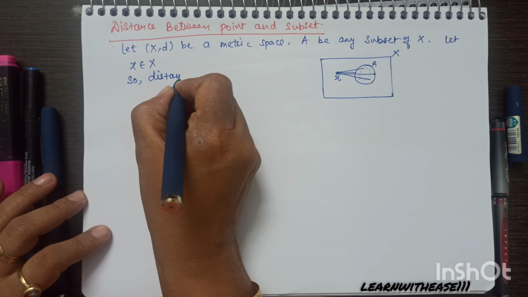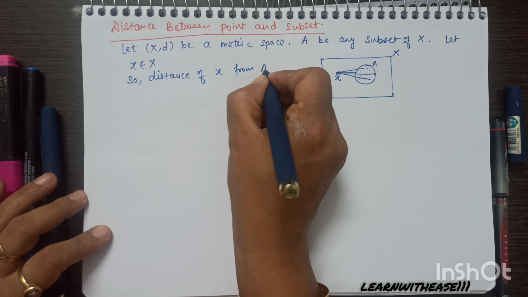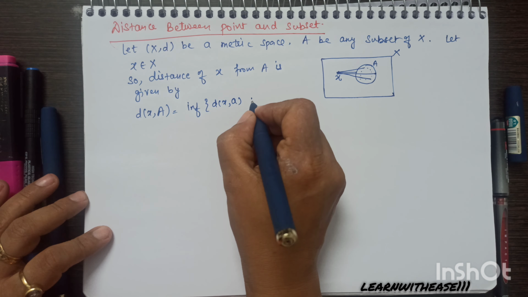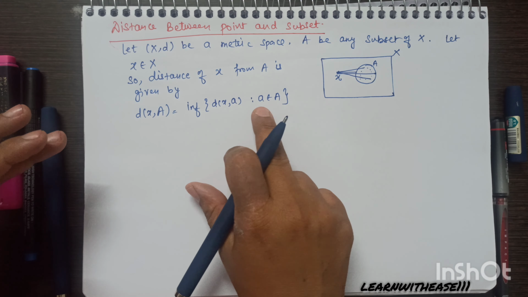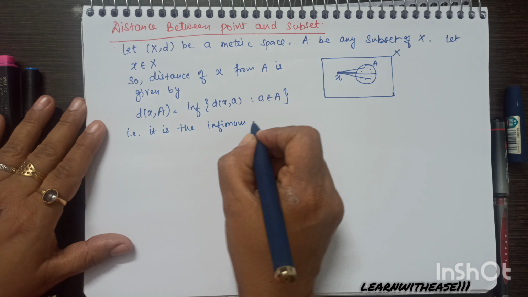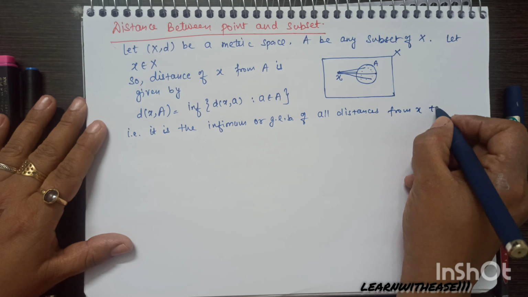So the distance of x from A is defined as d(x, A) is the infimum of the collection of all the distances d(x, a), where small a is a point of set A. So we will be capturing distances from x to each and every point of set A, and whichever is the minimum, that is the infimum or GLB of this collection of all these distances, will be the distance from x to A.